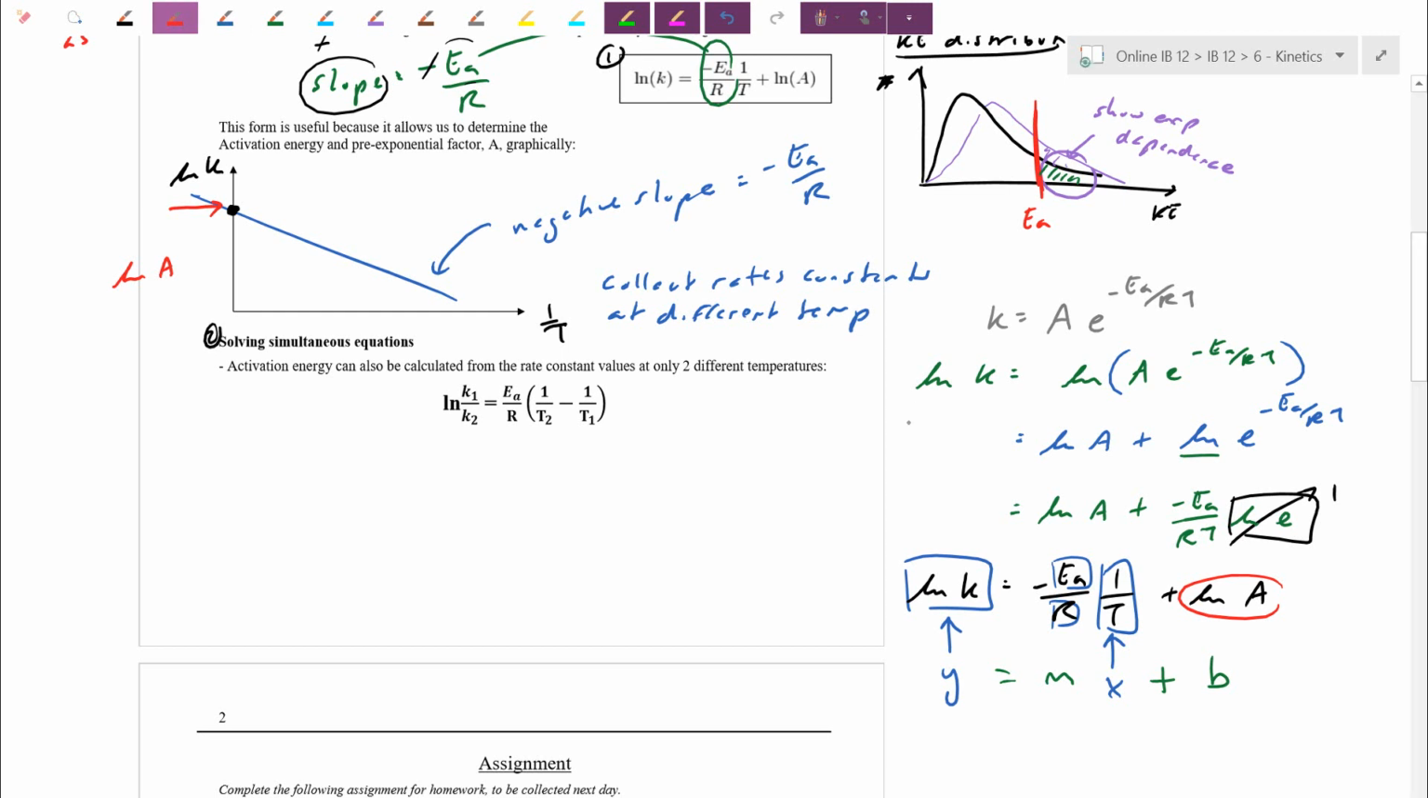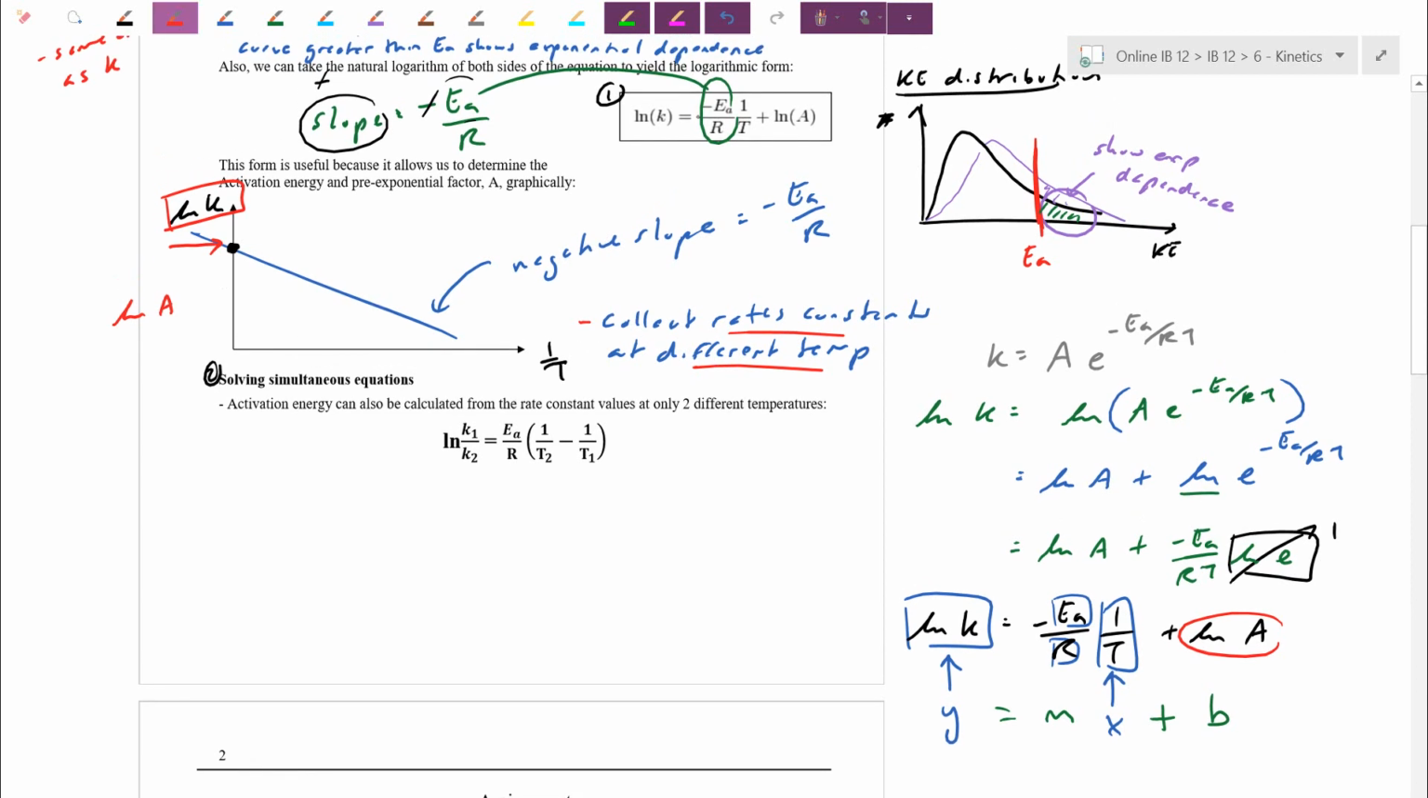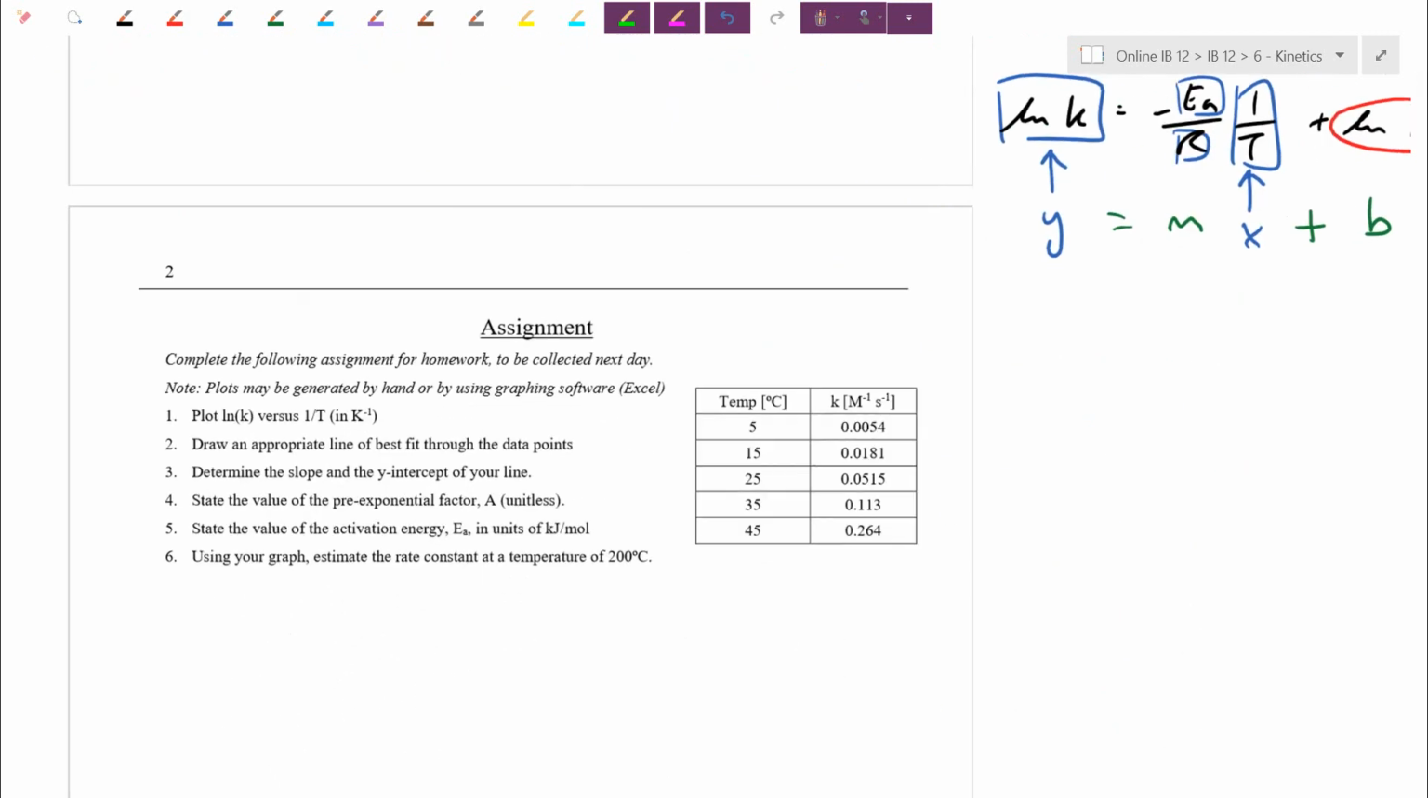Because of this little derivation here, I want you to take the natural logarithm of all the rate constants that you get, take the reciprocals of all the temperatures that you get, and then plot this ln K versus 1 over T, and then we get this nice relationship here. The slope would tell you something about activation energy, whereas the y-intercept would tell you the pre-exponential factor.